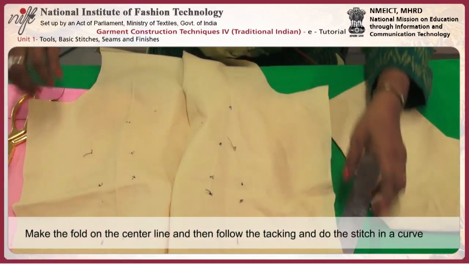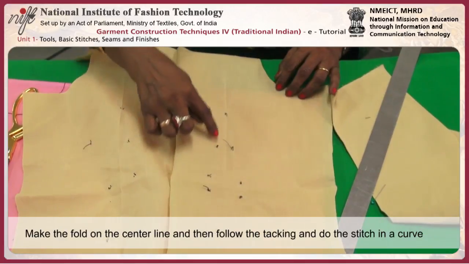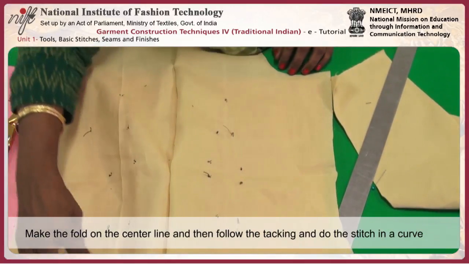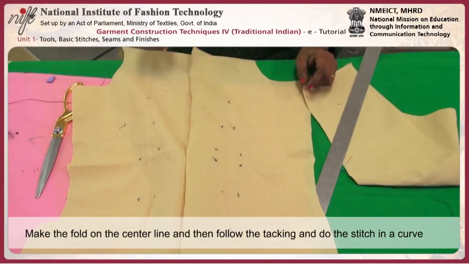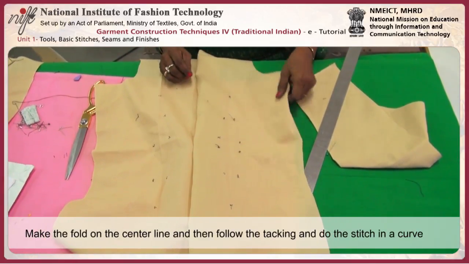So we trace the position of the dart. So this is the fish dart position and this is the fish dart position. Now we can do the stitching by following the tacking.